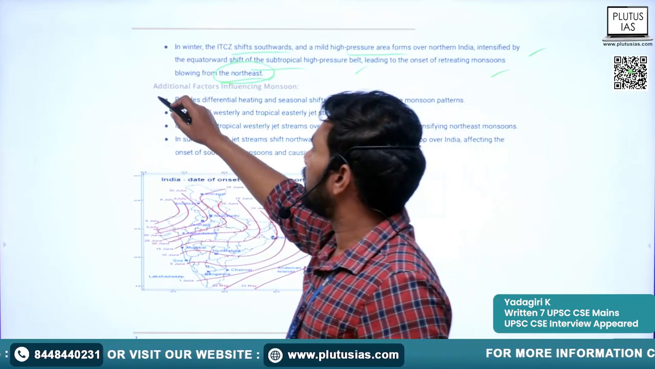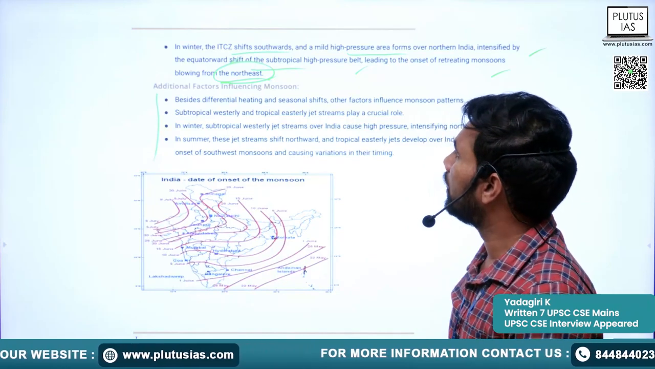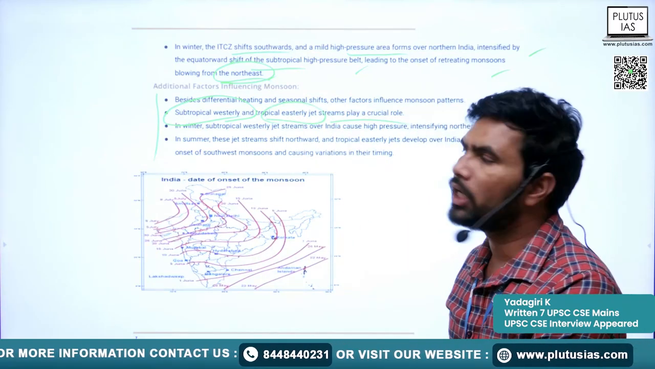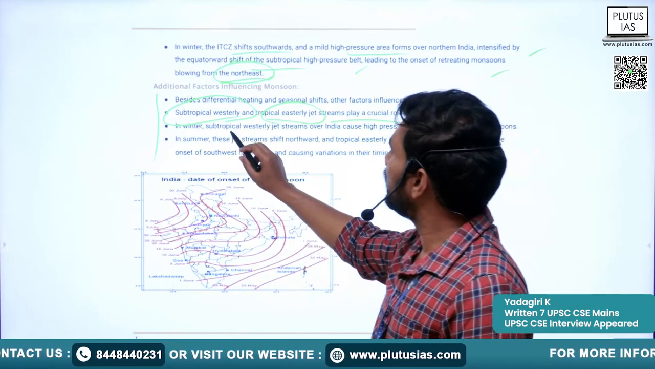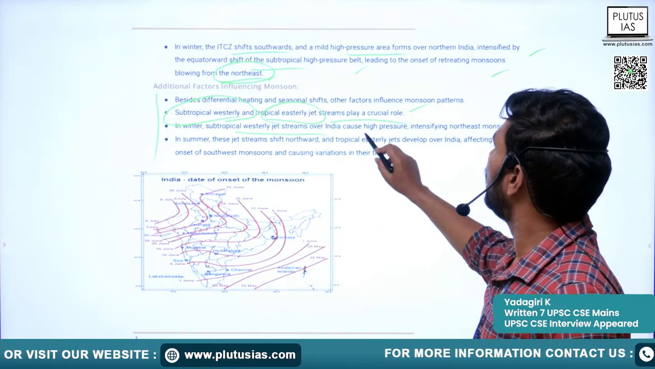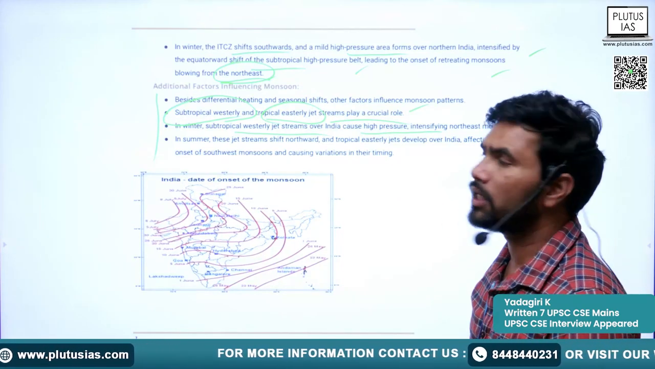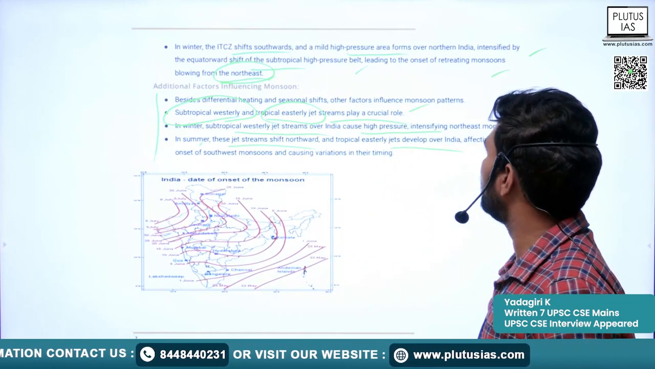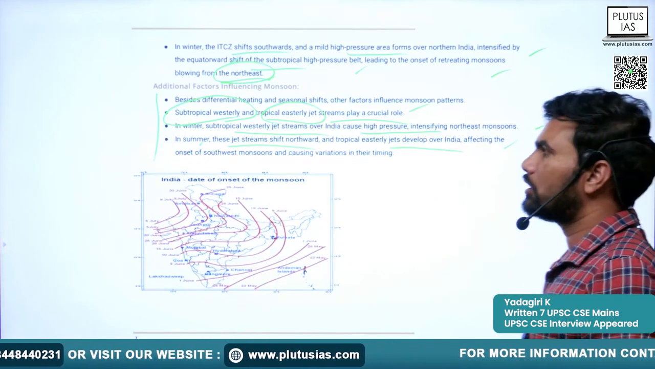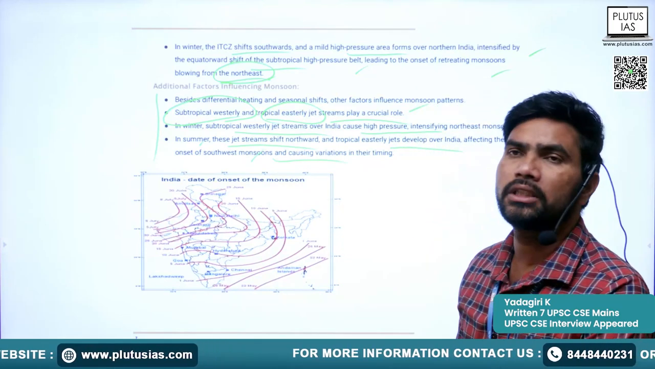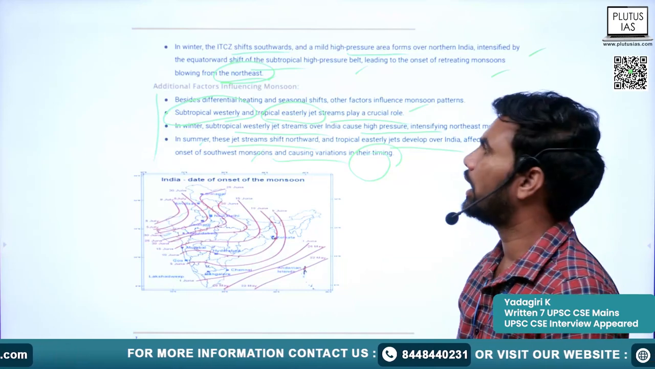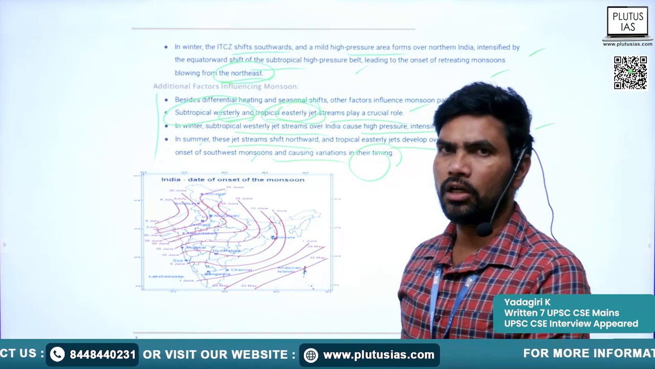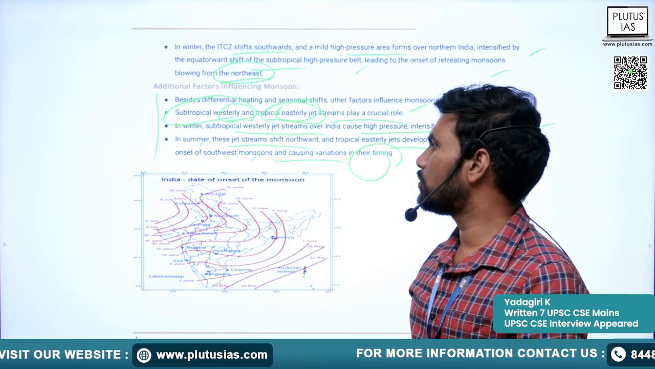Apart from that, additional factors influencing the monsoon are the subtropical westerly and tropical easterly jet streams. They also play a crucial role in the monsoons. In winters, the subtropical westerly jet streams over India cause high pressure, intensifying the northeastern monsoon. In summer, these jet streams shift northwards, and tropical easterly jets develop over India, affecting the onset of southwest monsoons and causing variations in their timing also. So these are the additional factors, especially the westerly and easterly jet streams. They are also impacting the monsoon in India.